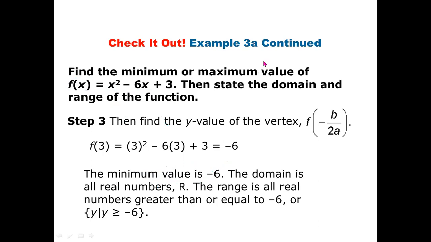Okay, so we have now the minimum value of the function x squared minus 6x plus 3. The x value of the minimum is equal to 3, and for the y-intercept, the minimum value is negative 6. And we said minimum, so try to understand. This is the lowest. So the minimum value of y is negative 6 and higher, because it opens upward.